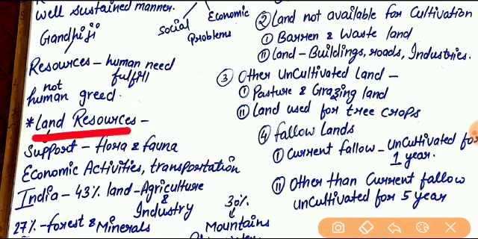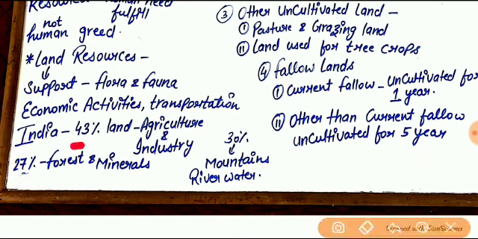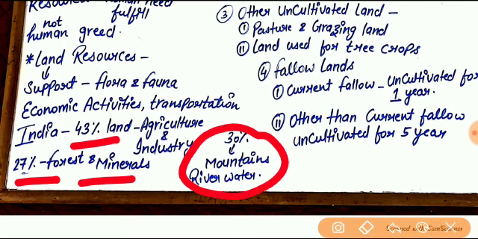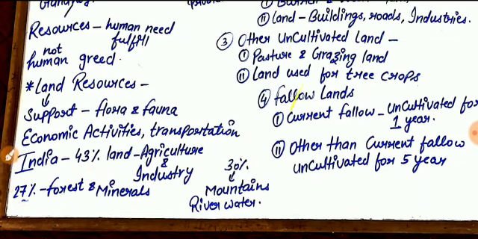Next is land resources. Land resources means land is the basic requirement of flora and fauna. It supports various economic activities like transportation and many other things. In India, 43% of land is agricultural and industrial land. 27% of land consists of forest and plateaus, which are very rich in minerals. Now 30% of land consists of mountains, which provide river water and serve tourism.